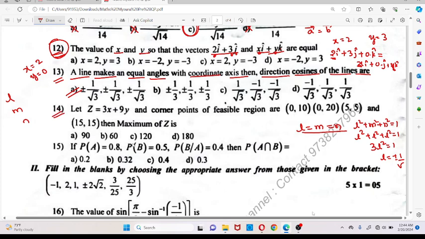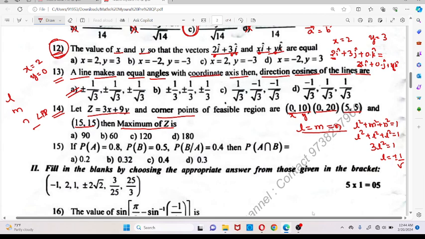Let me go for the 14th one from the chapter linear programming. Here z is equal to 3x plus 9y is the objective function, and the corner points of the feasible region are given: 0, 10; 0, 20; 5, 5; 15, 15. Then they ask for the maximum of this function. It is very simple. Just put the x value and y value in the given objective function and get the maximum value.